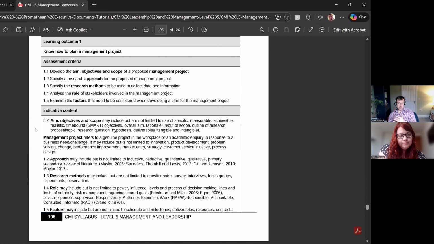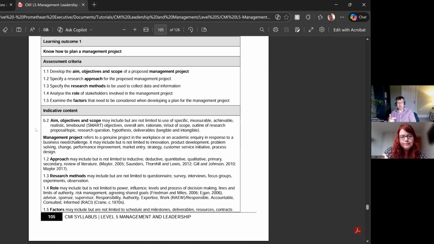Then to further supplement that in 1.3, you're now going to specify the particular research methods you're going to use to collect data and information. Here, I advise you to define the differences between data and information. They're not the same thing, okay? So you could define that here as 1.3 to start you off. Then look at what methods you would use to gather that data and information for this particular project.